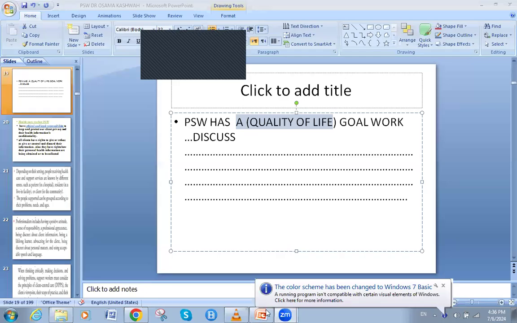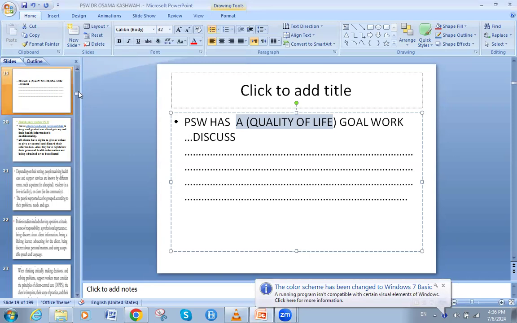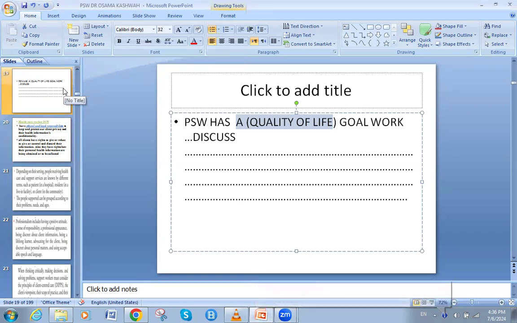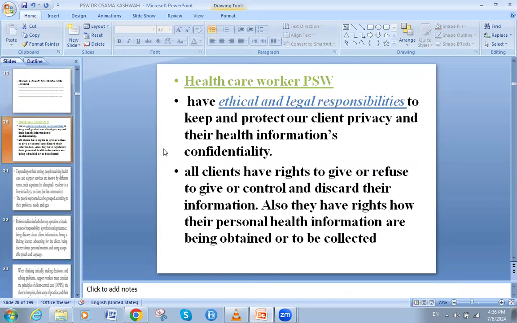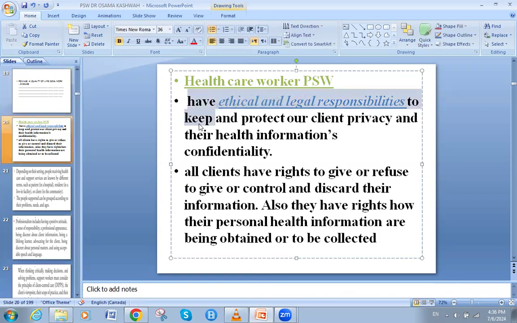We resume working on what we started. We talked before about the definition of the PSW. We talked about the functions of the PSW: where does the PSW work? The duties of the PSW and the responsibilities of the personal support worker. Now we will move to some new points.